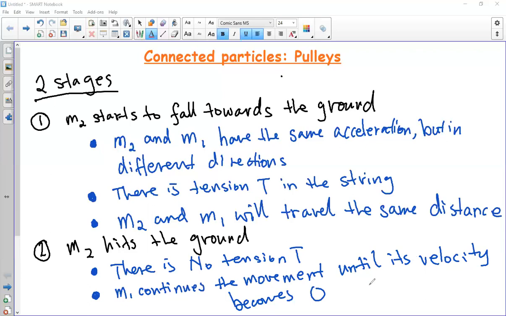I think that's all the notes. Maybe we could have a look at a question. Let's just use some random numbers. Right, so let me clear this page.